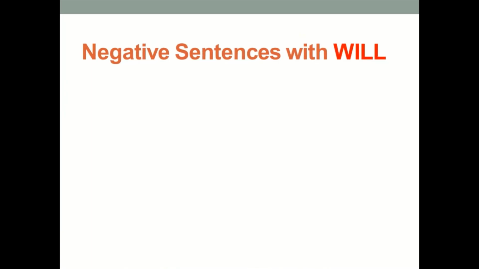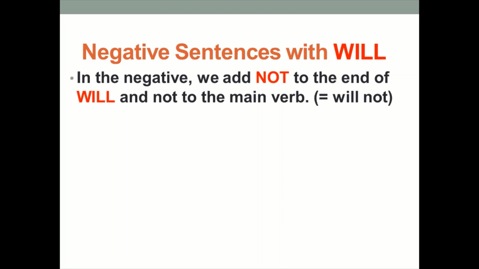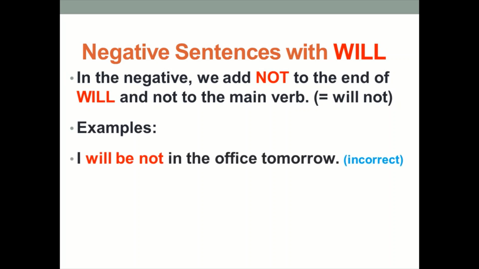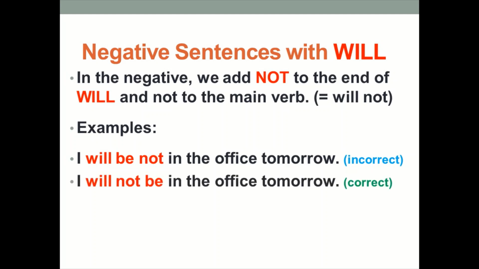Negative sentences with will. In the negative, we add not after will and before the main verb. So we say, will not. For example, I will be not in the office tomorrow. As you can see in the first example, not is added after the main verb. That's why it's incorrect. So to correct it, we must place not in between will and be. So it will become, I will not be in the office tomorrow.